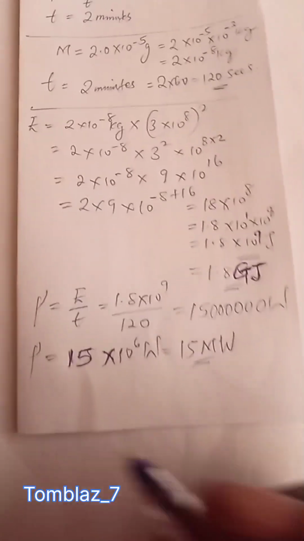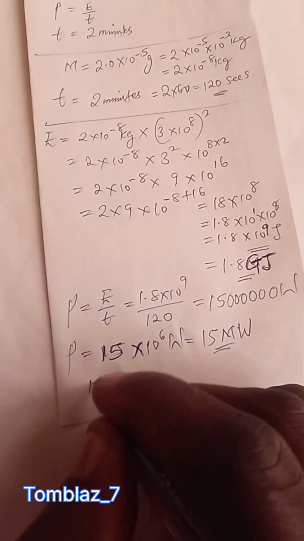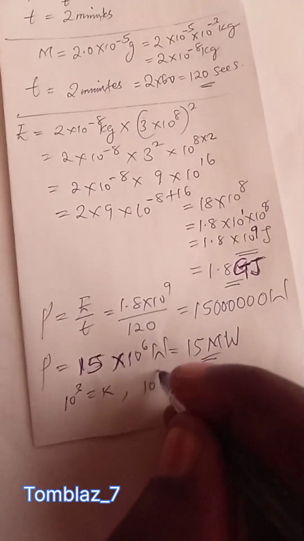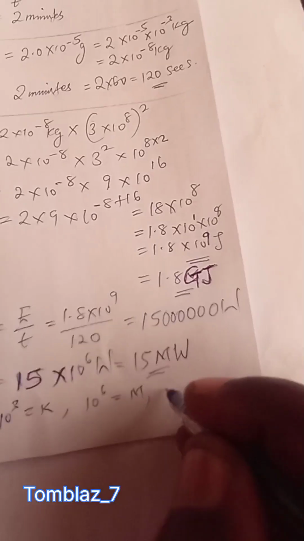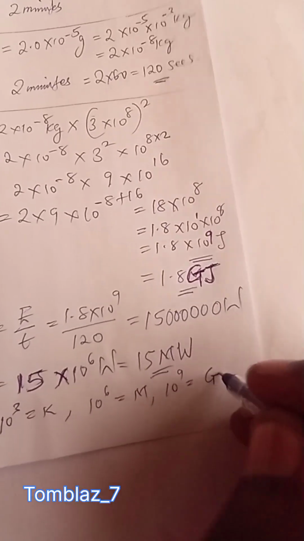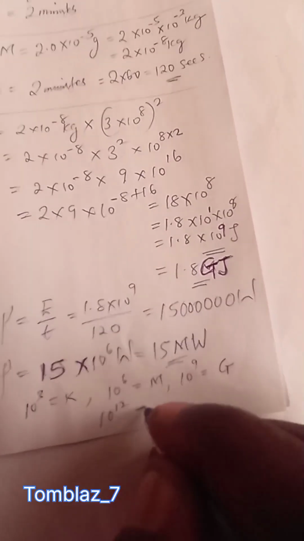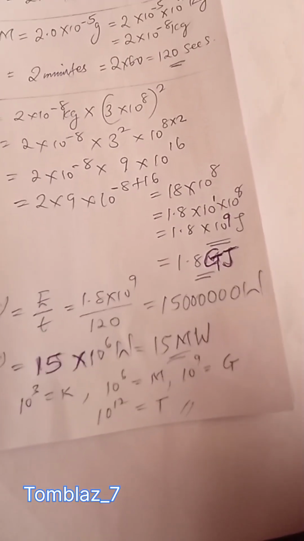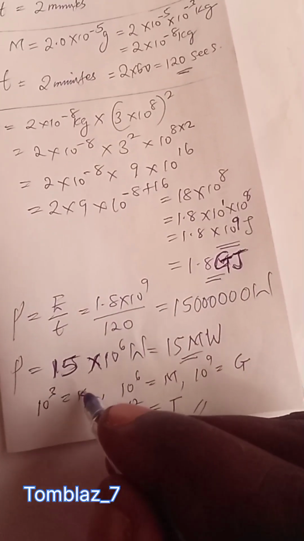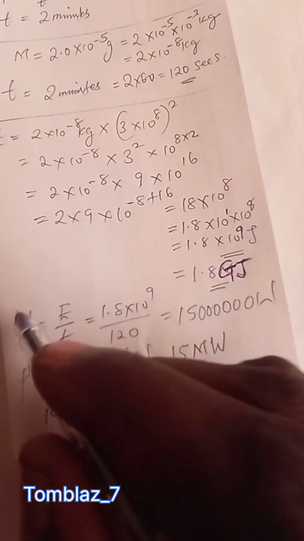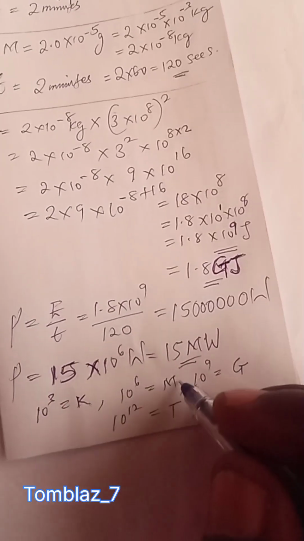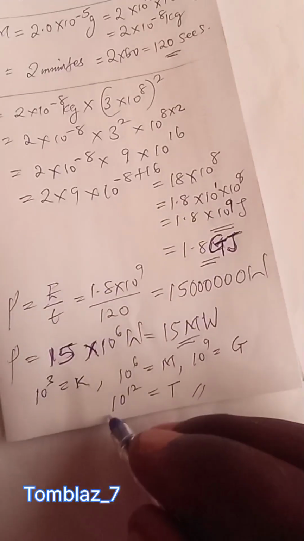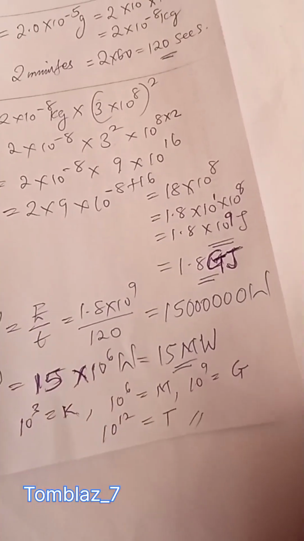Now, let me just use this to explain something. Anytime you have 10 raised to the power of 3, it is kilo. If you have 10 raised to the power of 6, it is mega. If you have 10 raised to the power of 9, it is giga. If you have 10 raised to the power of 12, it is tera. So please, let's have it in mind. If it is for power, it will be kilowatt. If it is for energy, it will be kilojoules. This one is megawatt or megajoules. This is gigawatt or gigajoules. And this is going to be terawatt or terajoules.